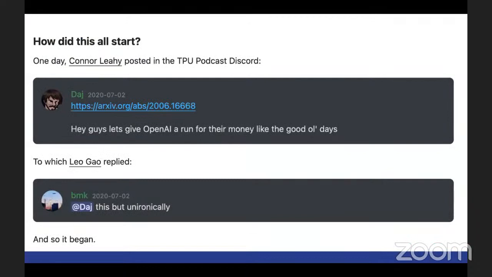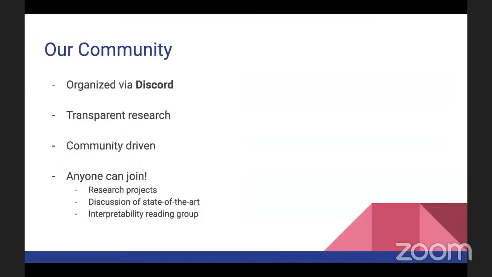So we straight up started as a joke in a Discord server. Connor Leahy is someone who was one of the first people to release replications of GPT-2 when it came out. And he was hanging out in an AI Discord channel and said, hey, let's try to replicate GPT-3. And that's basically how things got started. We started off as a couple of people hanging out in a Discord channel. Now we're about 9,000 people hanging out in a Discord channel. So our community is organized via Discord.